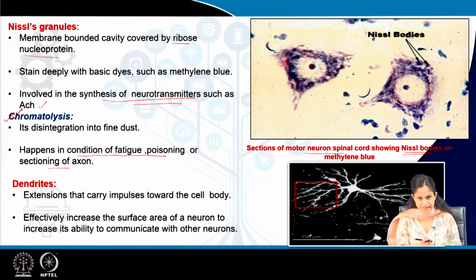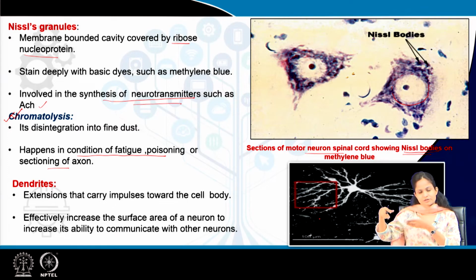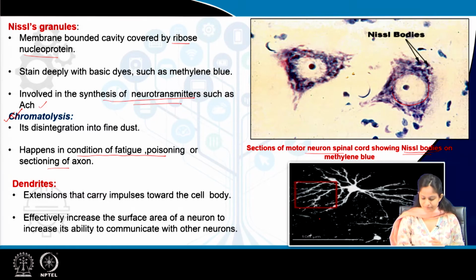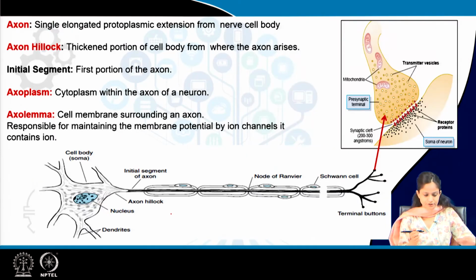Now coming to the dendrites, as you can see, the dendrites carry the impulses towards the cell body. Then from the cell body the impulse will travel along the axon to the terminal buttons. The dendrites are more in number, they help in communication and they help in increasing the surface area. They effectively increase the surface area of a neuron to increase its ability to communicate with other neurons.